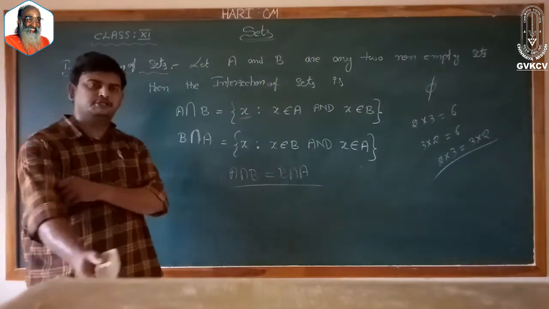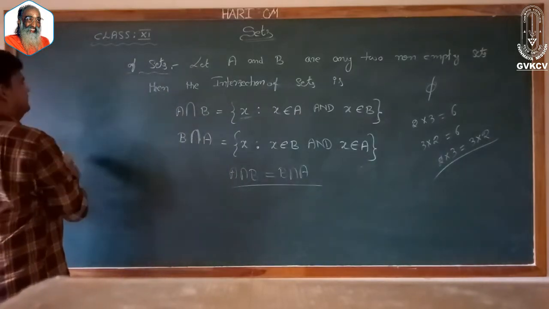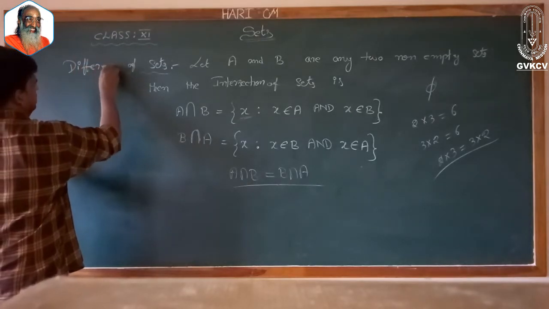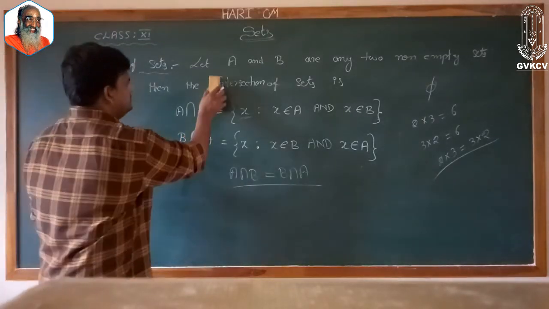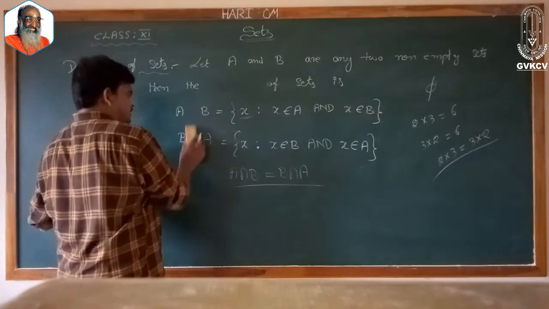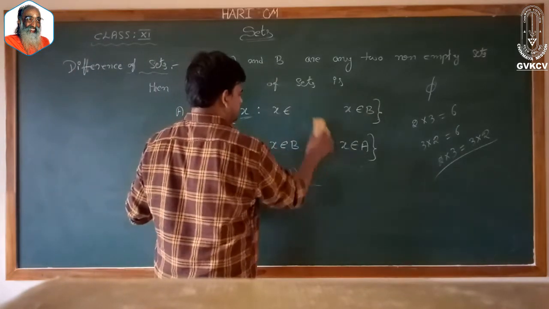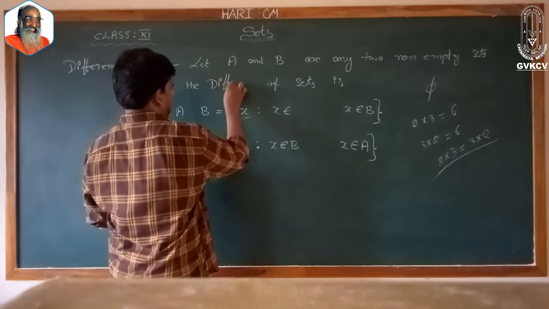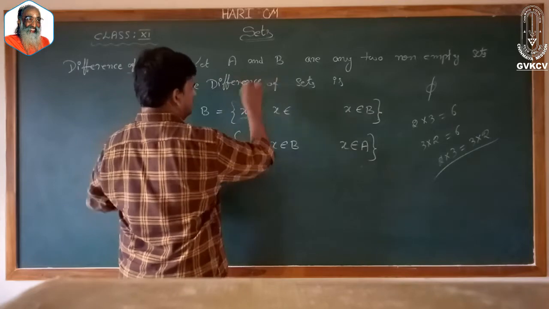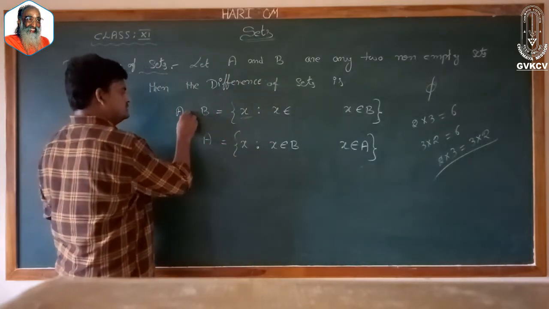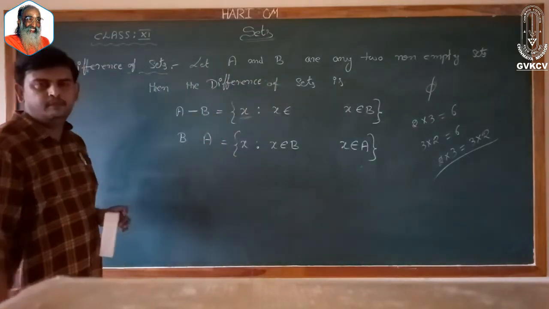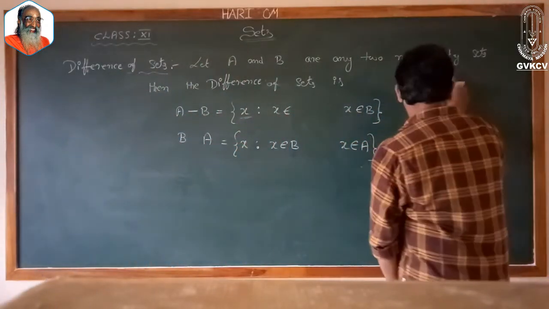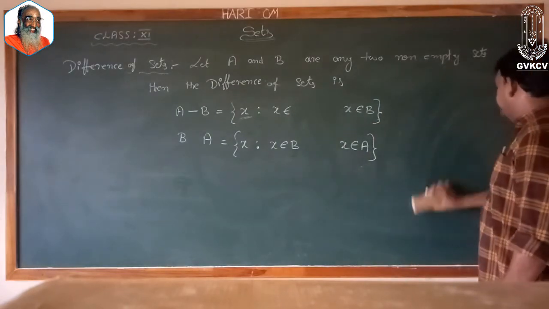Now we have the third operation. What is the third operation? We have difference of sets. Now what is the meaning of difference of sets and how are we going to do it here? Difference means subtraction, A minus B. The definition of A minus B, in our previous class with one example, I have explained to you how to find the difference.